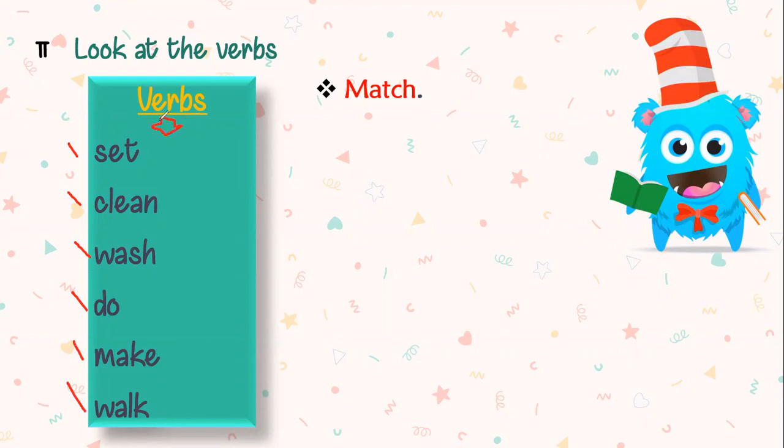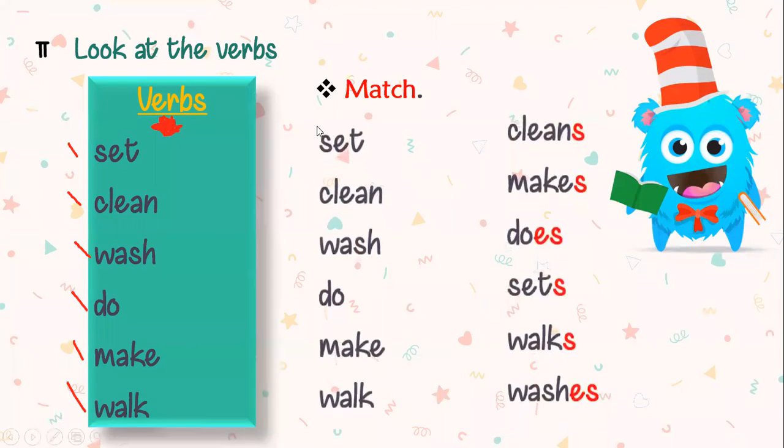But in the new form, we are going to conjugate those verbs. I am going to show you to make you know. So please remember, those are verbs: set, clean, wash, do, make, walk. For example, in this case, you will see one more time the list. Here we have the word match. We are going to match with the correct conjugation.